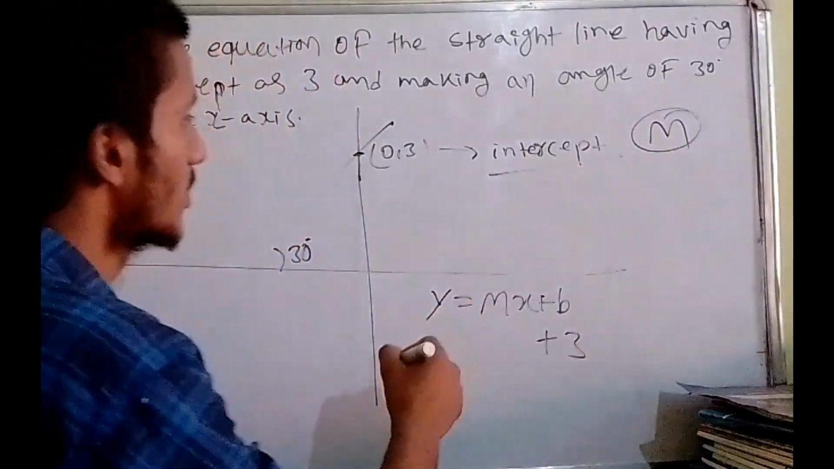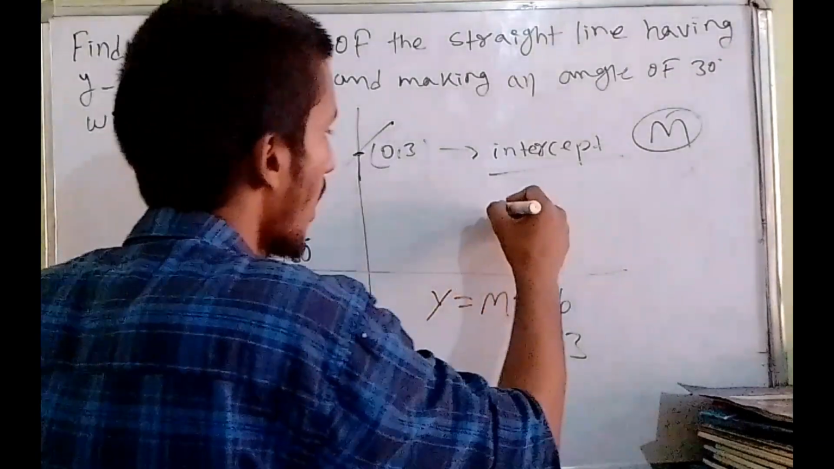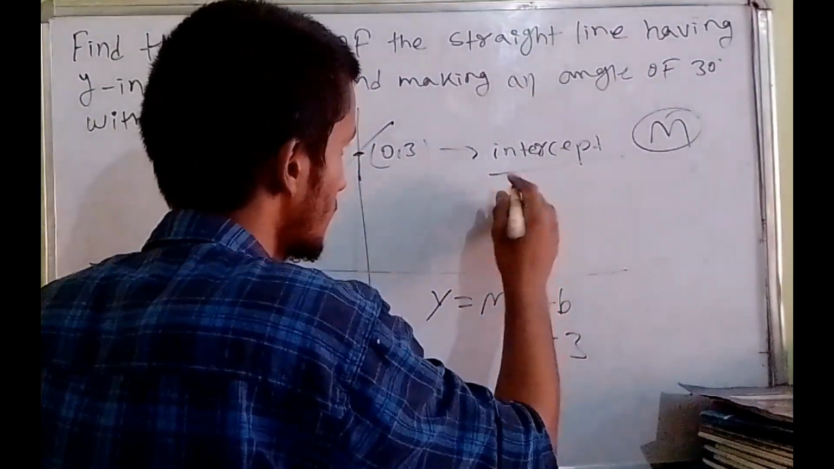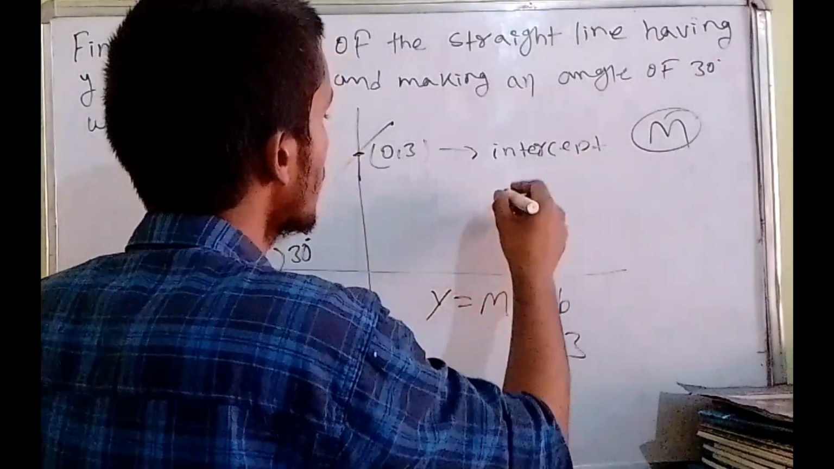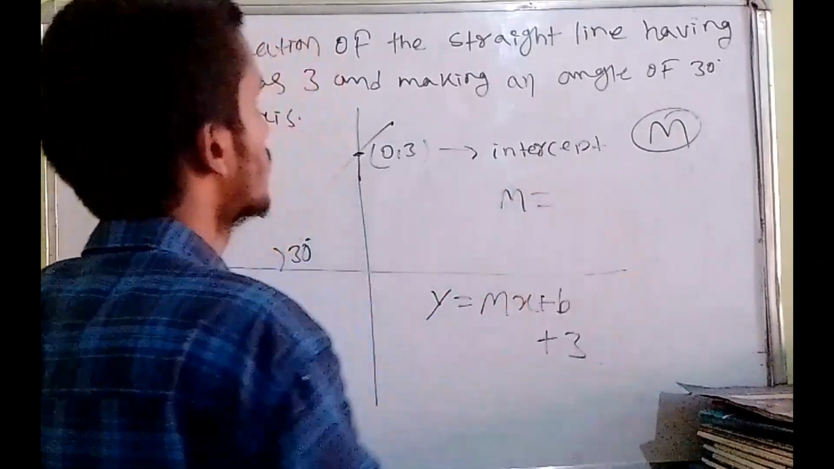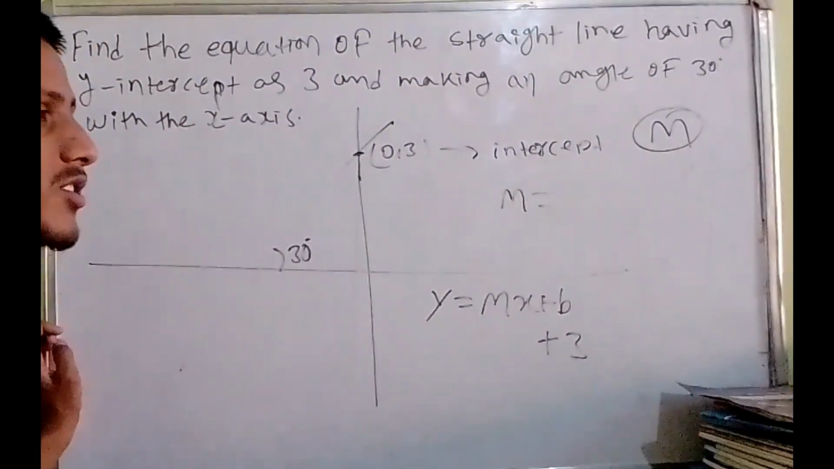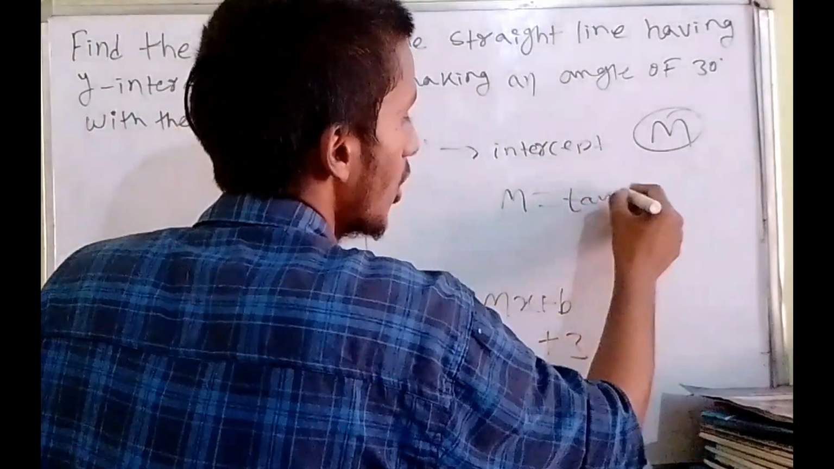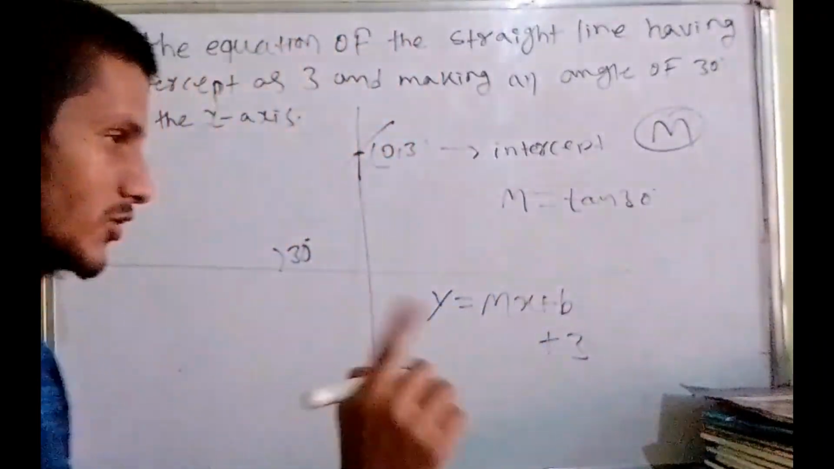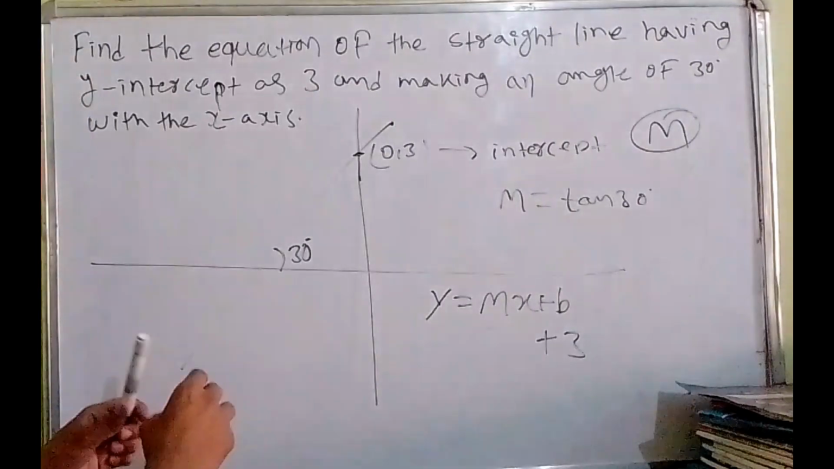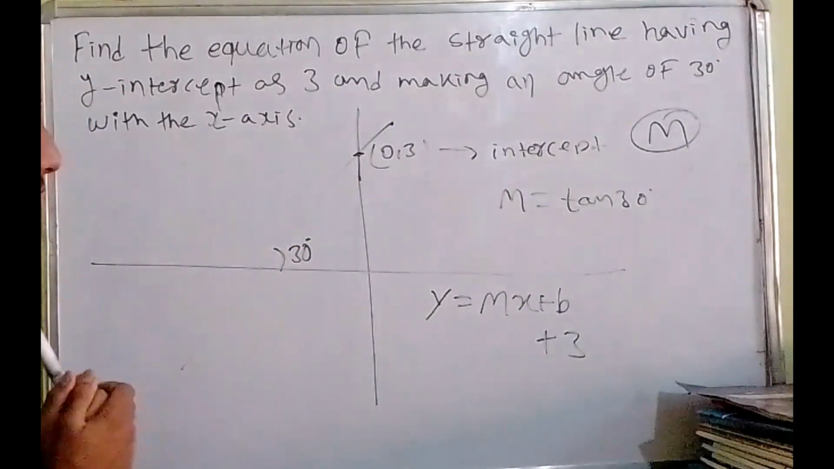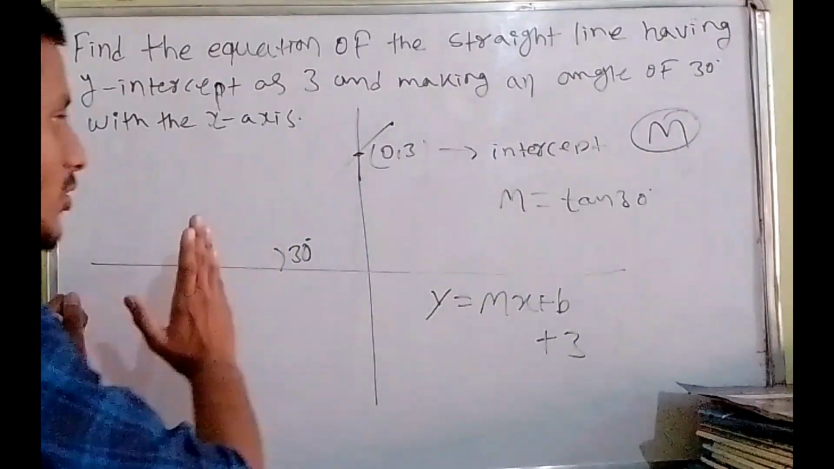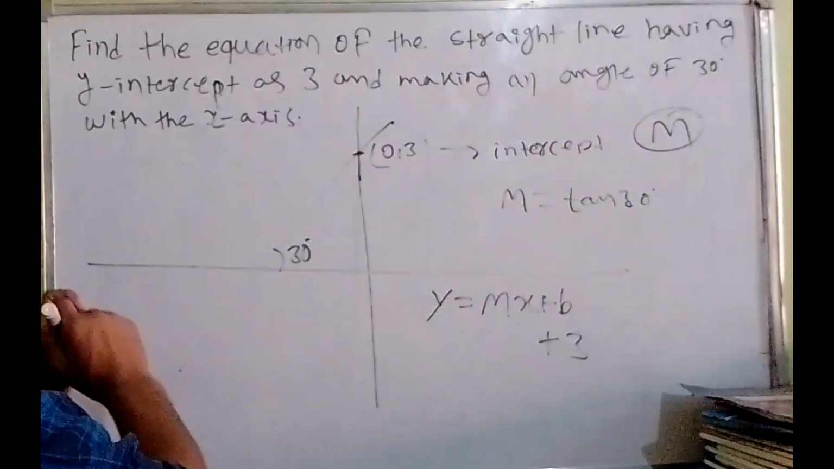Now let's figure out the value of m, the slope. The slope will be tangent of 30, since the angle is given as 30. You already know it. If you don't, then watch my previous video. It is explained very thoroughly there. But still, I give you a little bit of explanation.